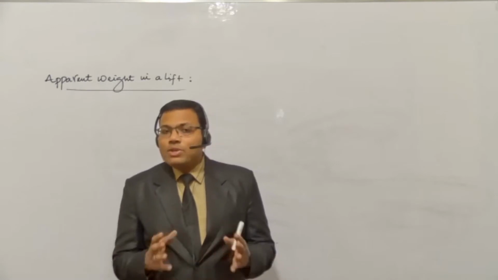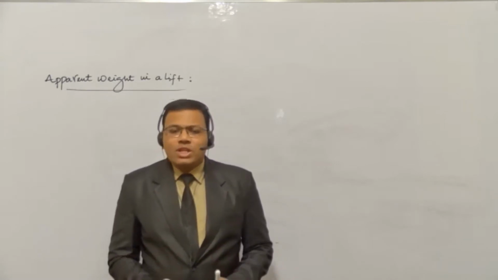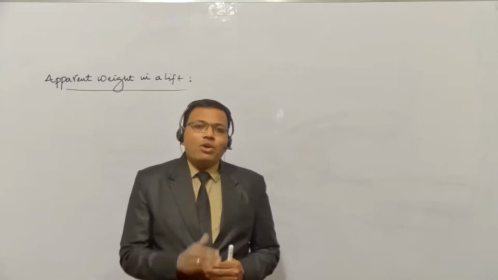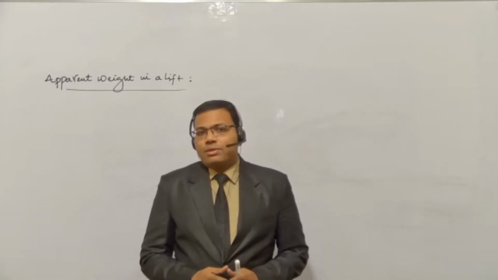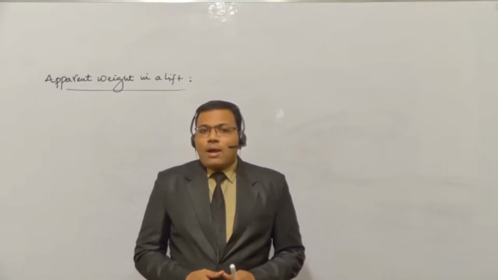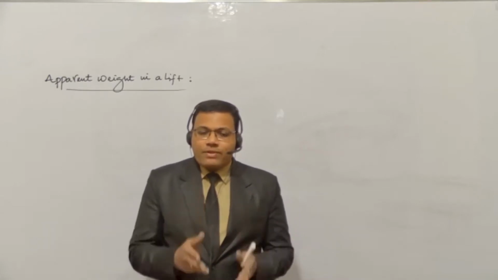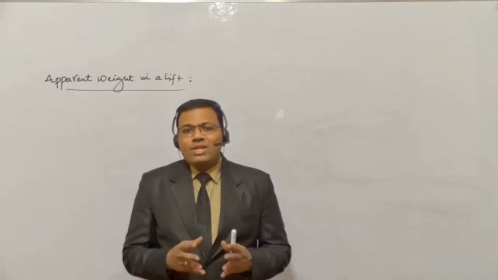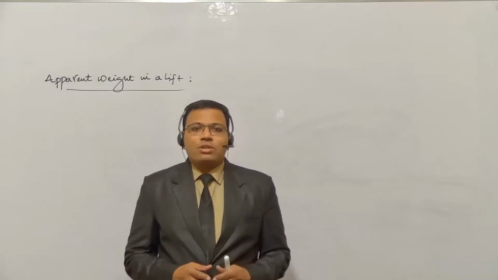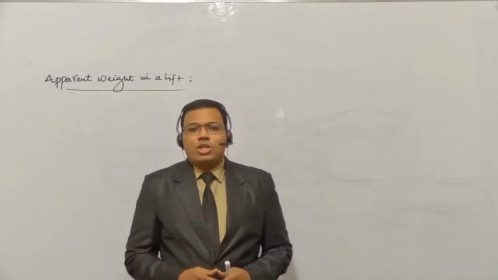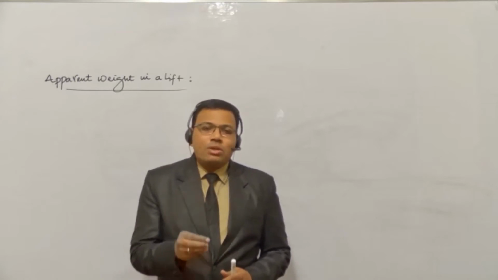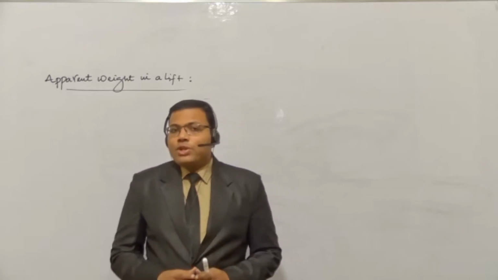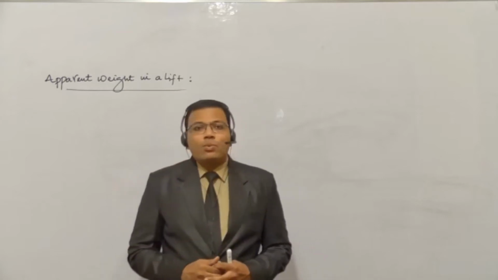कितना होगा बेटा ये? How much will it be? It will be less than 50. It may be 48, it may be 49, it may be 45, depending on the acceleration of the lift. So have you become slim once the lift is going down? No, you are the same. But what is happening? The weight is changing here. The apparent weight is changing because of the acceleration of the lift, which is moving downward. That is the topic we are going to study under the heading apparent weight in a lift.